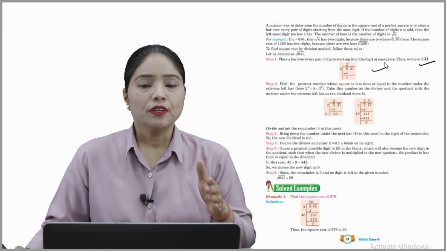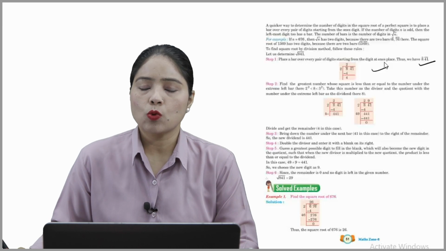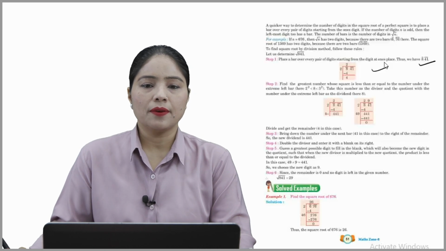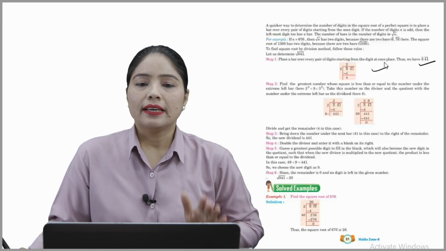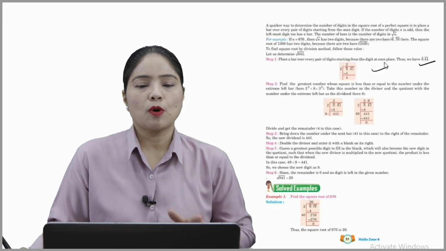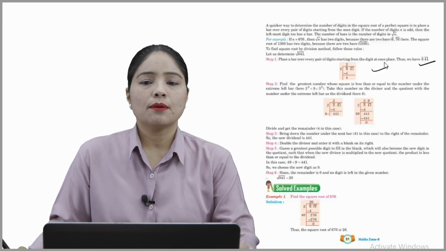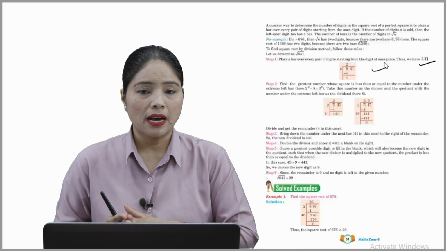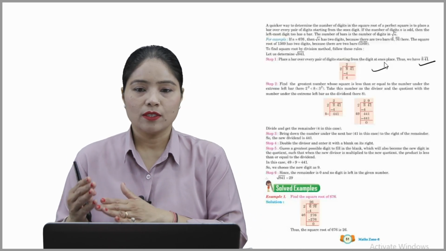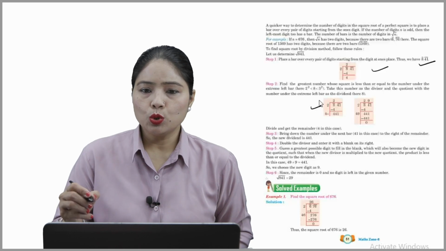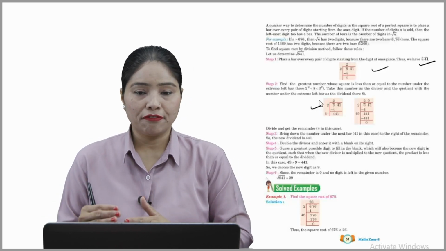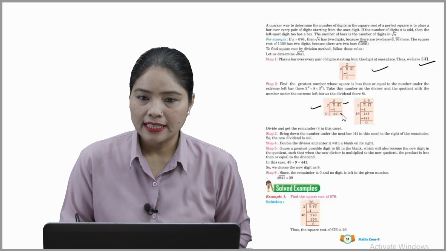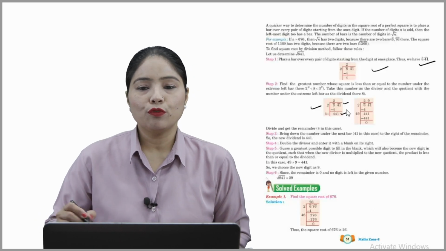Next step, find the greatest number whose square is less than or equal to the number under the extreme left bar. Here 2 squared is smaller than 8 and is smaller than 3 squared. So take this number as the divisor and the quotient, with the number under the extreme left bar as the dividend, here 8. So 2 2s are 4, then 8 minus 4 is 4. Now what we have to do is directly carry forward two numbers together, that is 41. So now it becomes 441.